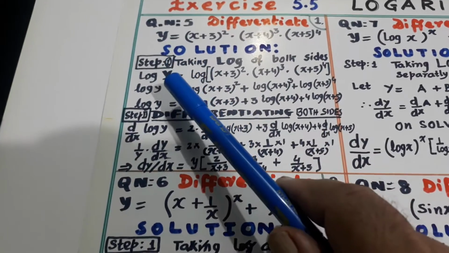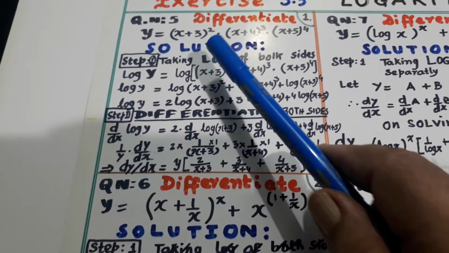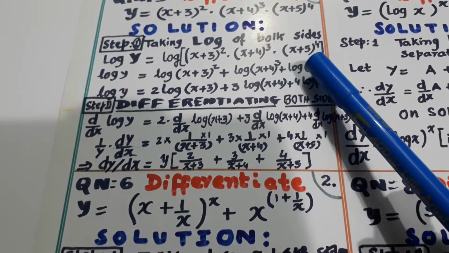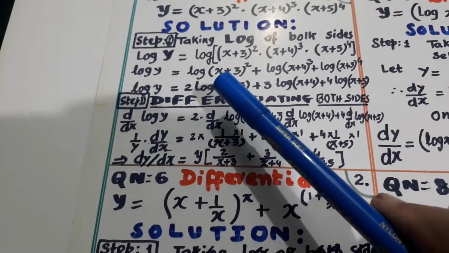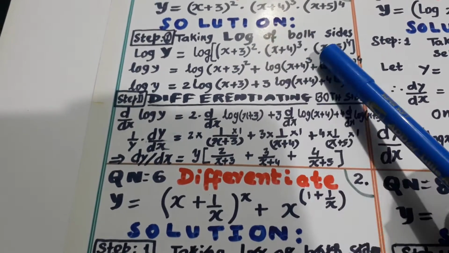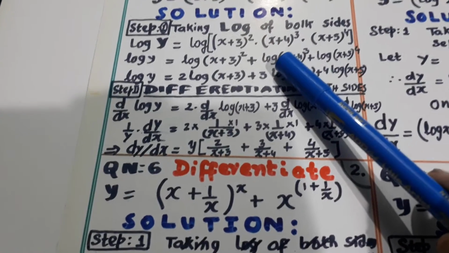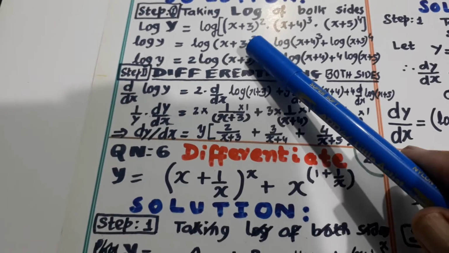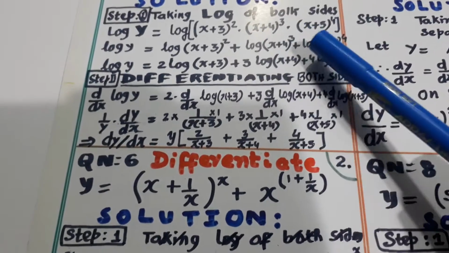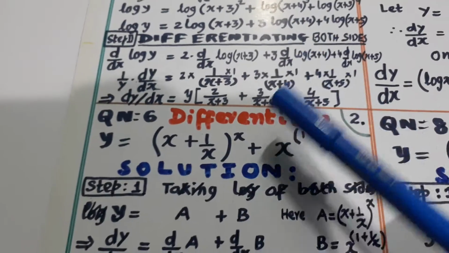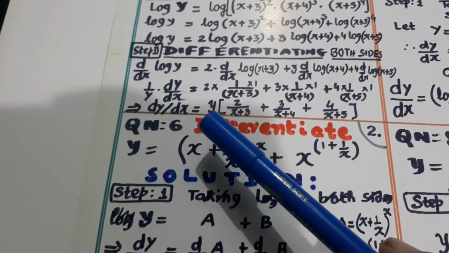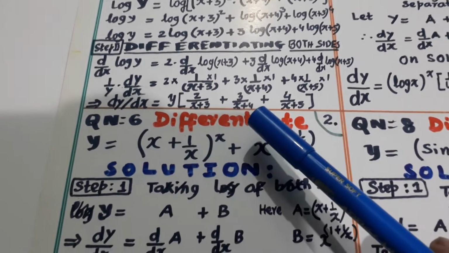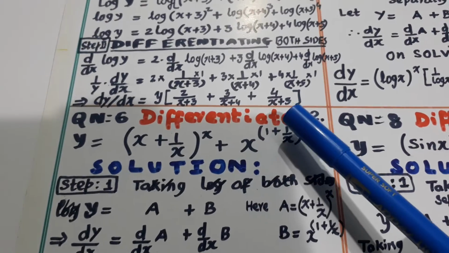So log of y will be equal to log of (x plus 3) square into (x plus 4) cube into (x plus 5) raised to 4. So this is m into n into p. It will become log m plus log n plus log p. Taking the log, 2 will come down, 3 will come down, and 4 will come down. Now differentiate, and on differentiating, you will get the answer dy by dx is equal to y into 2 over x plus 3 plus 3 over x plus 4 plus 4 over x plus 5.